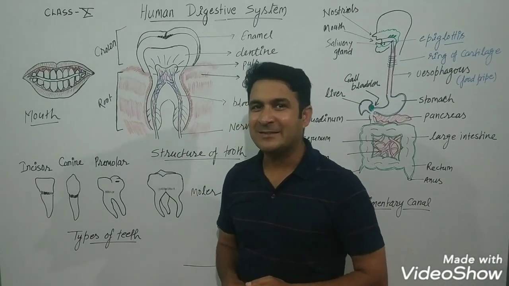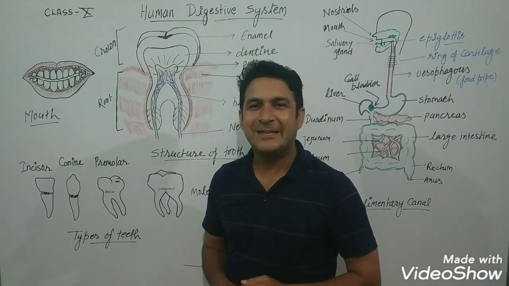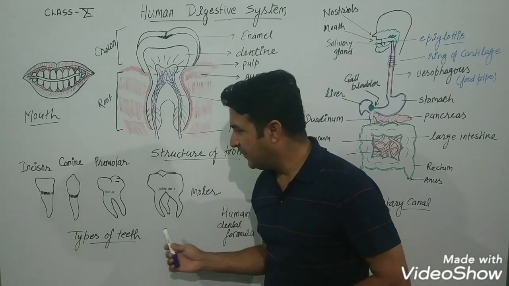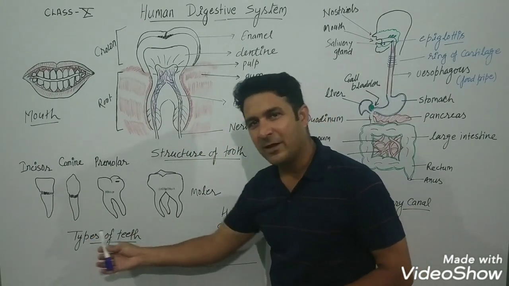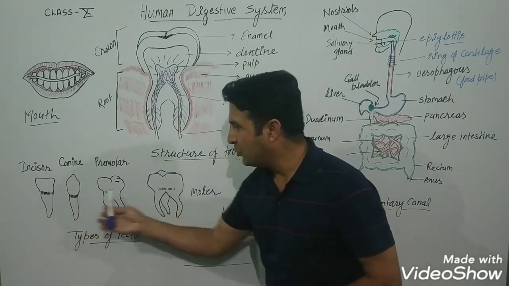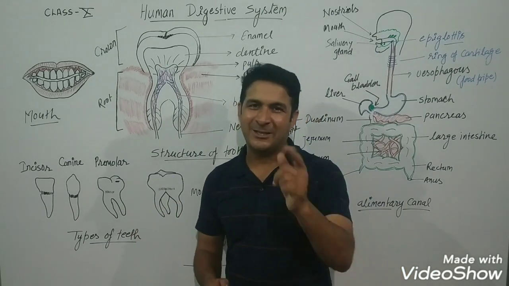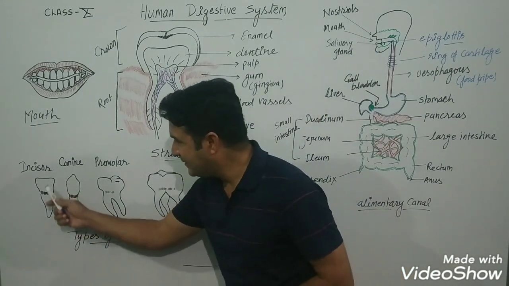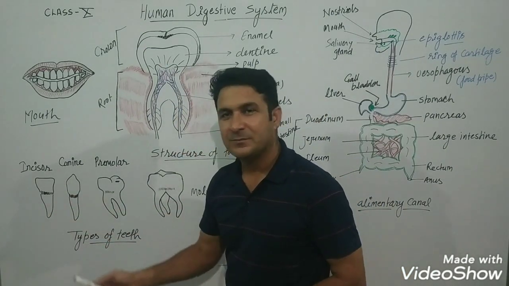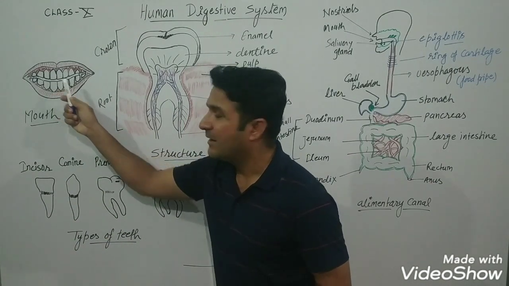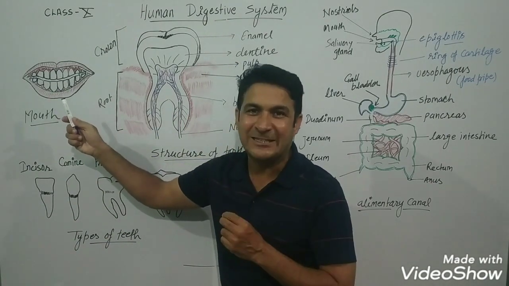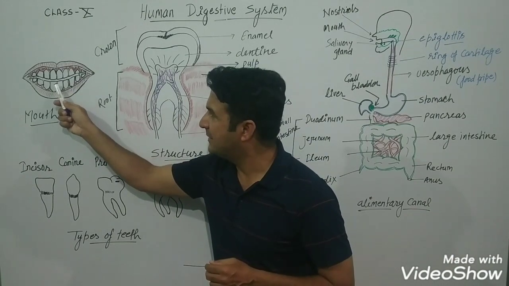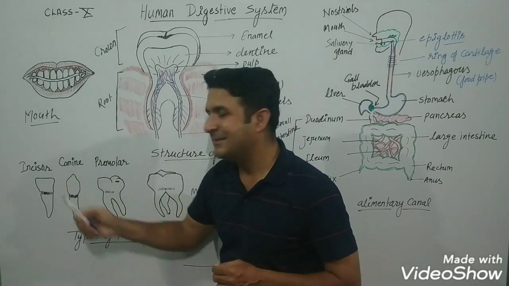If we discuss the structure of teeth, we can see the different types of teeth here. In types of teeth, I will show you the different kinds of teeth and their functioning. First of all, we will see the incisor. Incisors are present here. These are also called the front teeth. This area is called incisor.